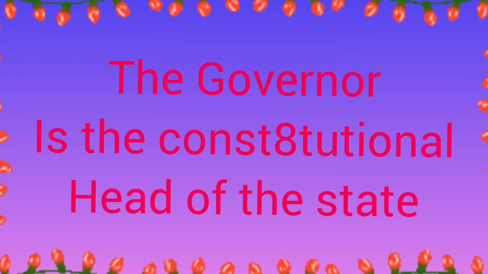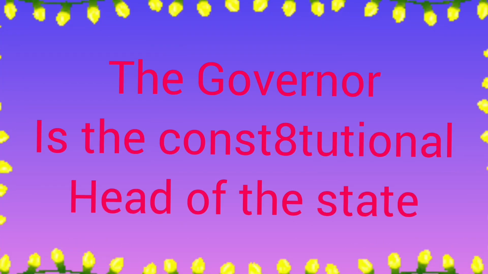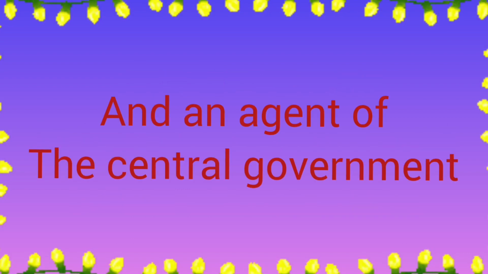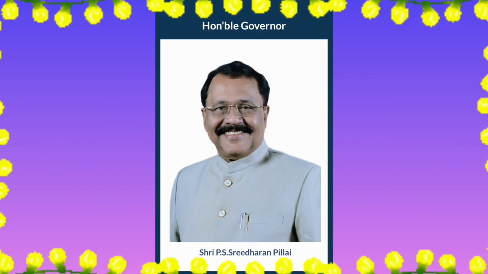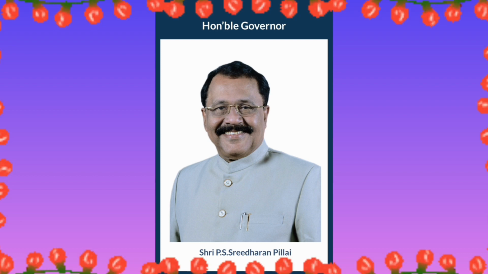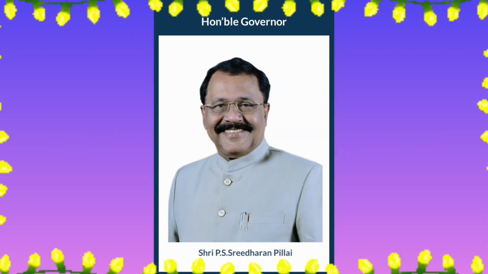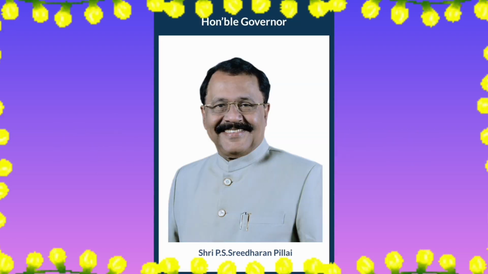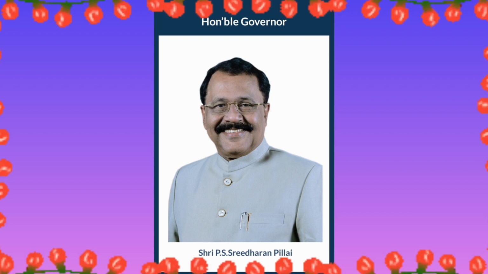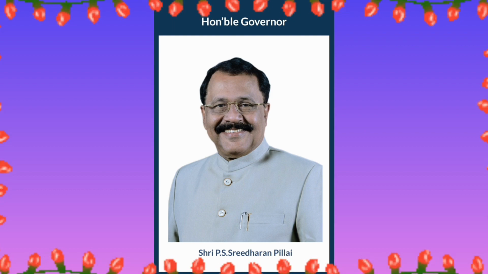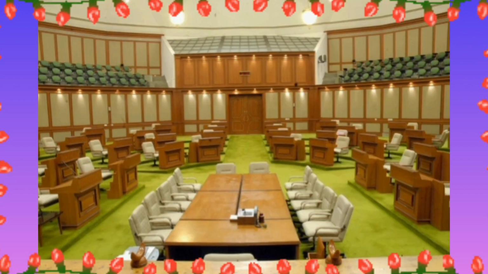The governor is both the constitutional head of the state and an agent of the central government in a state. So the governor is the one who reports to the prime minister about the affairs in the state. That is why he is known as an agent of the central government. He is an integral part of the state legislature, although he is not its member. So remember that the governor is not a member of the state legislature.